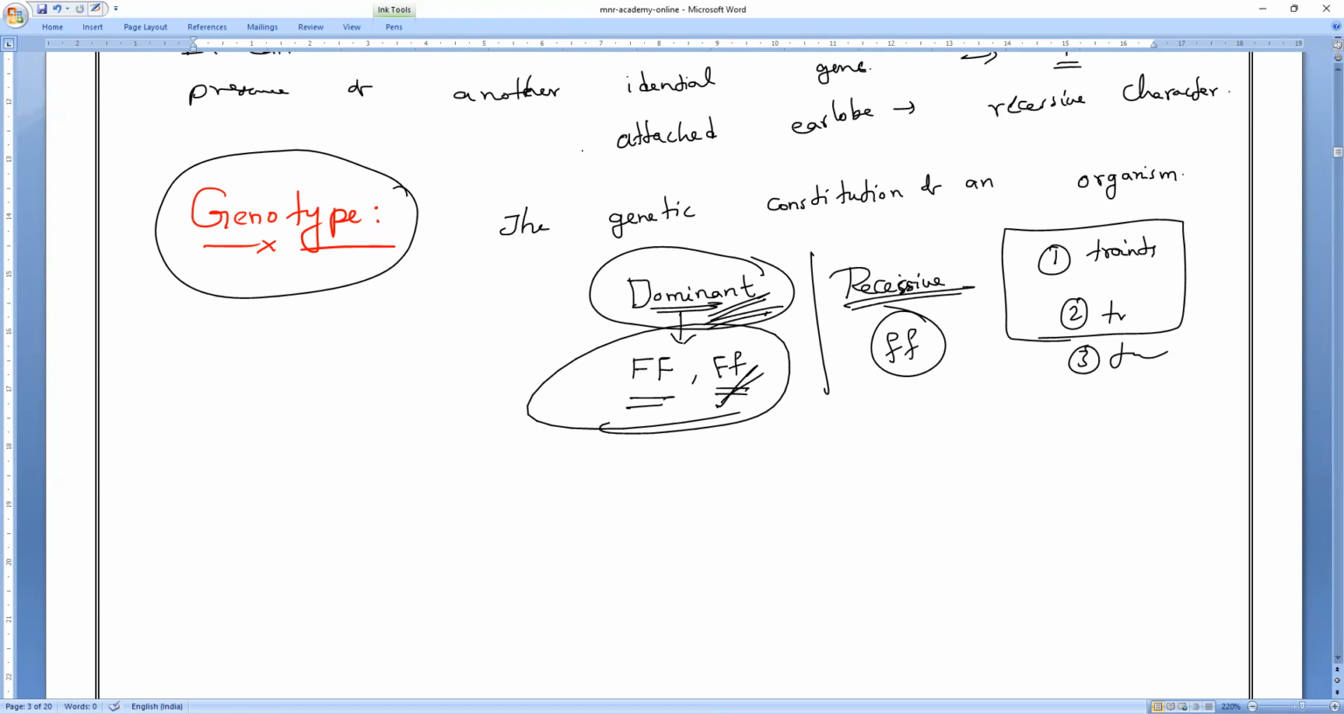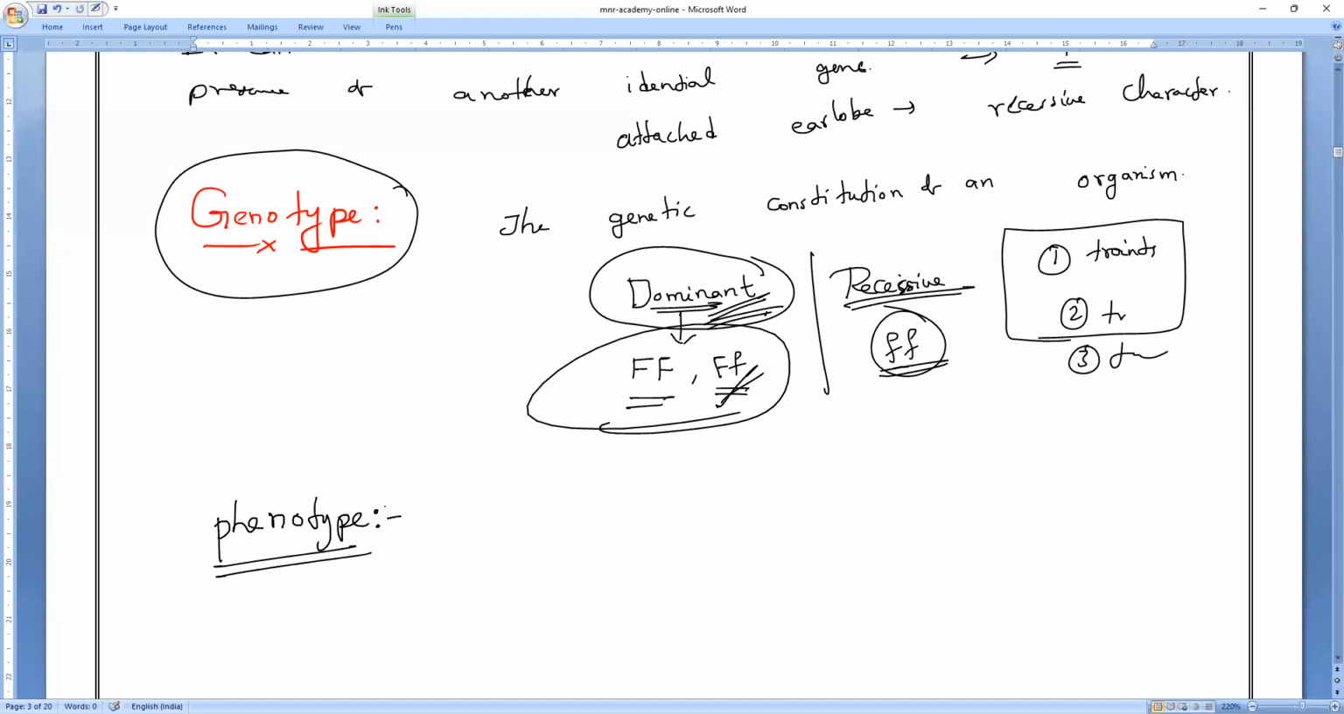Recessive means only one possibility. What is that, guys? Only small letters. Both are small letters. That's all it is. If you know this, you can solve any question. I'll teach you the toughest questions in this. Every question you can easily solve if you remember this point.